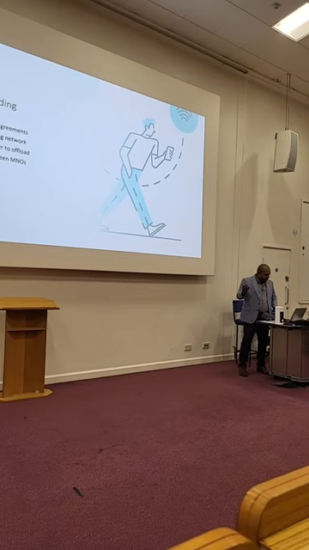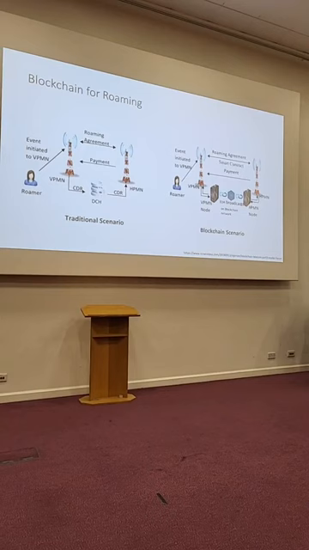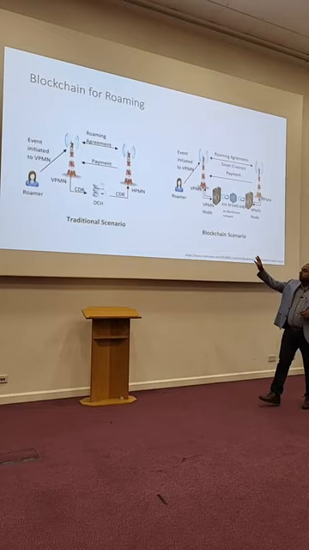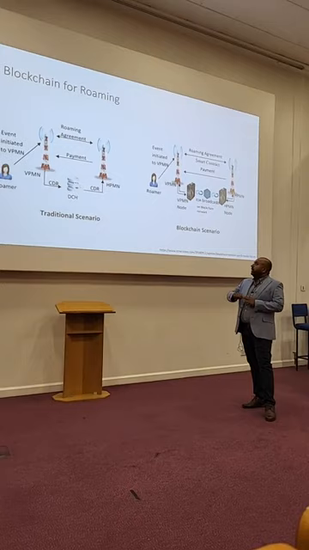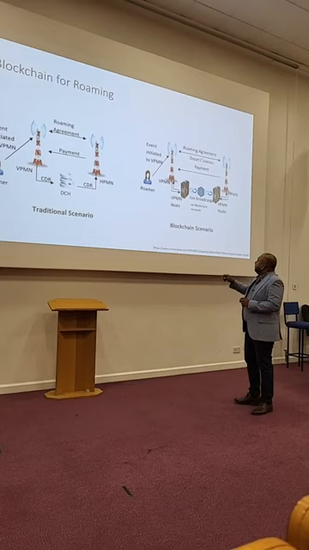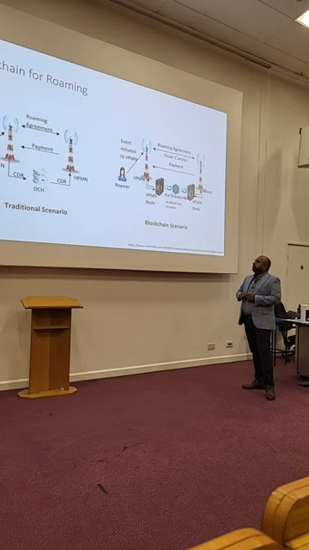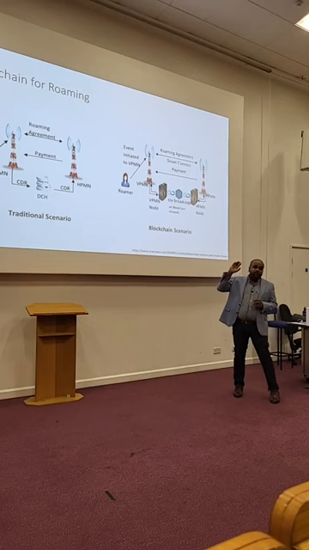So in the roaming scenarios also, we can use a blockchain-based system. If you think about the traditional roaming scenario, we have the data clearing houses. They check the connection between the visitor network and the home operator network. That's why we have a delay when the visitor network is communicating with the home network. But in the blockchain scenario, you can avoid these digital clearing houses. You can have the blockchain network instead, which will be faster and also provide a better service.